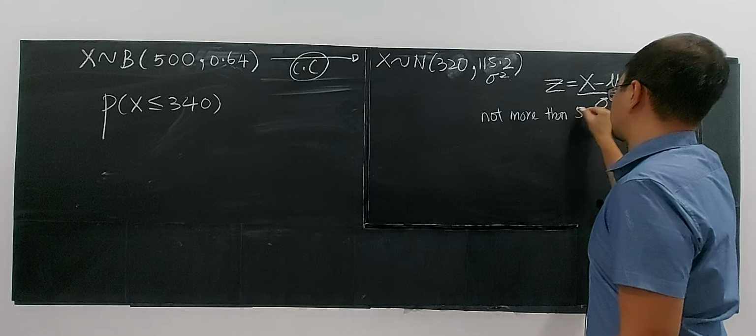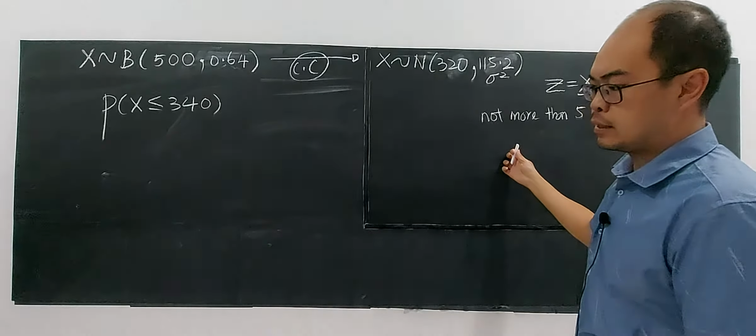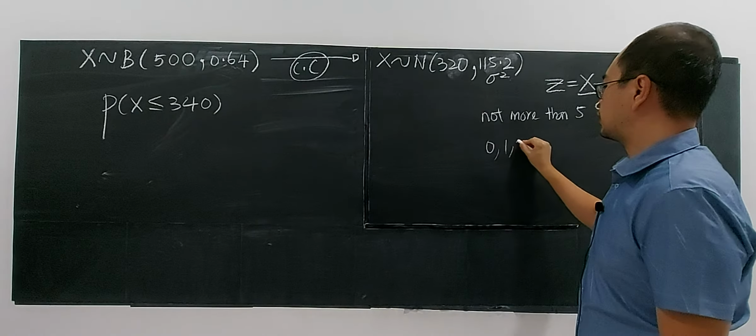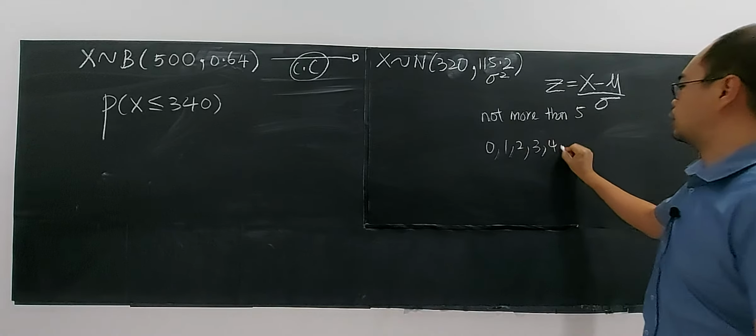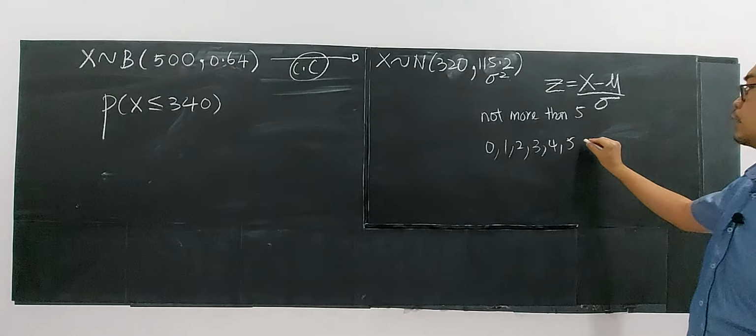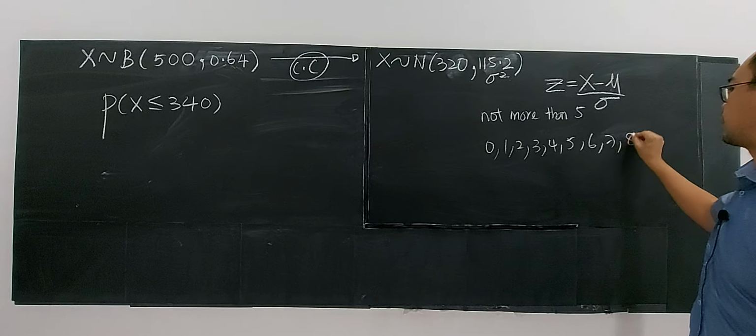I said not more than 5, tidak boleh lebih daripada 5. Kosong boleh kan? 1 boleh kan? 2 boleh kan? 3 boleh kan? 4 boleh kan? 5 pun boleh, asalkan tak lebih 6. 6, 7, 8 saya tak mau.